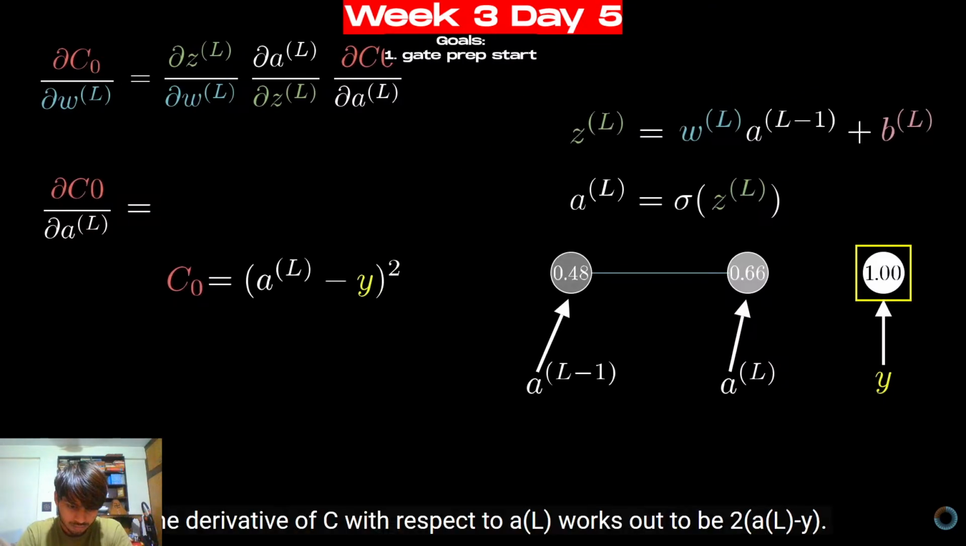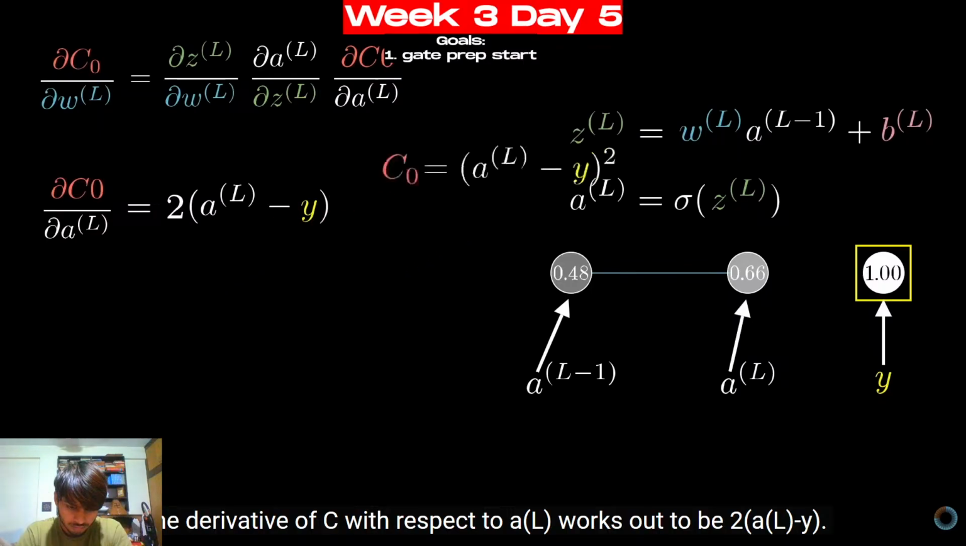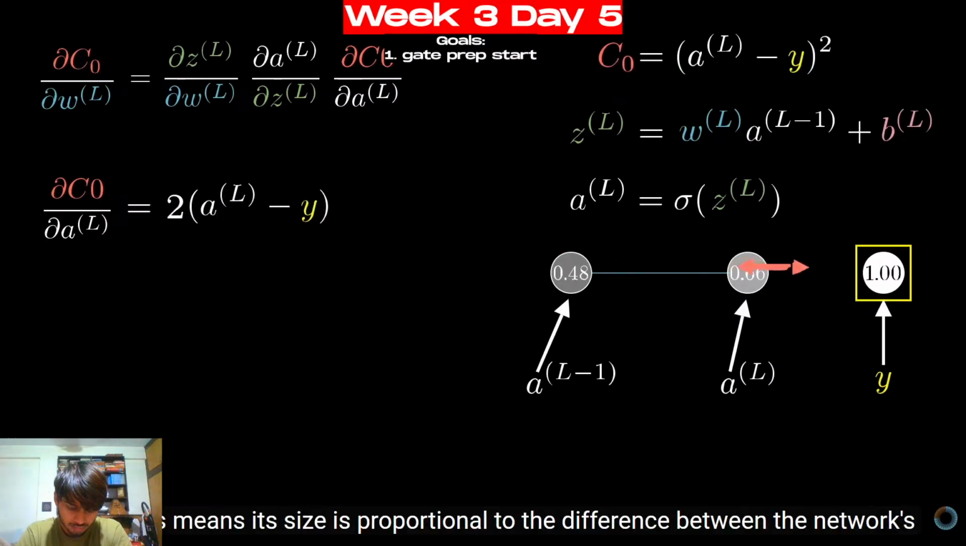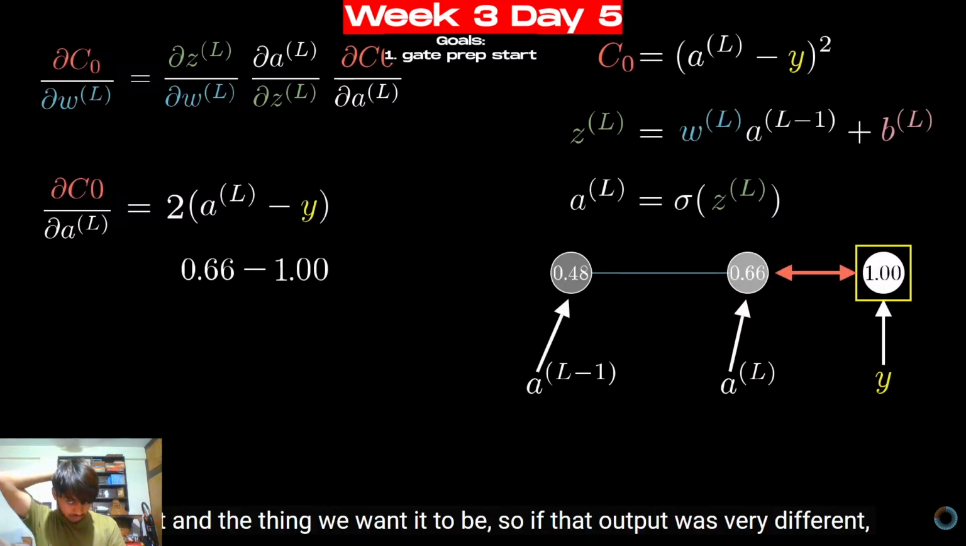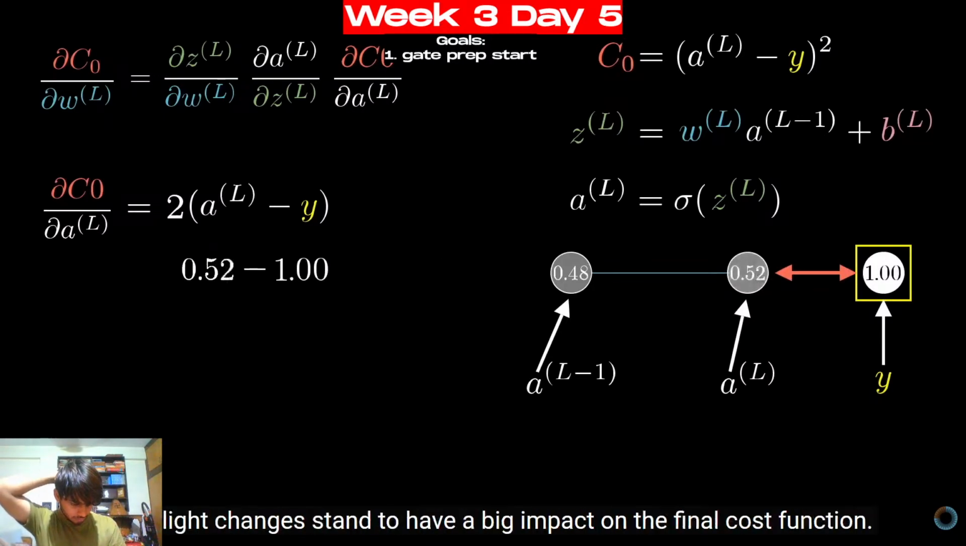The derivative of C with respect to AL works out to be 2 times (AL minus Y). Notice, this means that its size is proportional to the difference between the network's output and the thing that we want it to be. So if that output was very different, even slight changes stand to have a big impact on the final cost function.